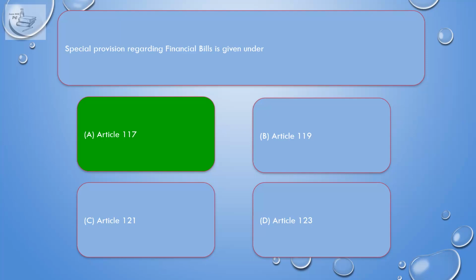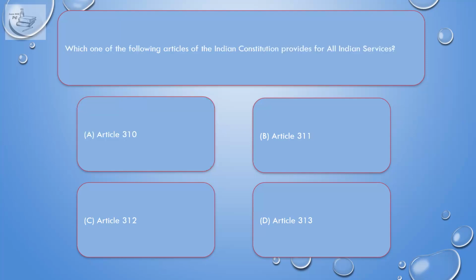Correct answer is A. Article 117. Question: Which one of the following articles of the Indian Constitution provides for all India services? A. Article 310. B. Article 311. C. Article 312. D. Article 313.